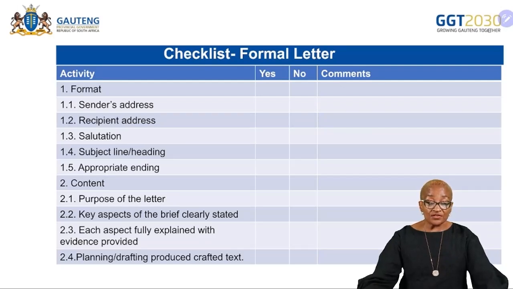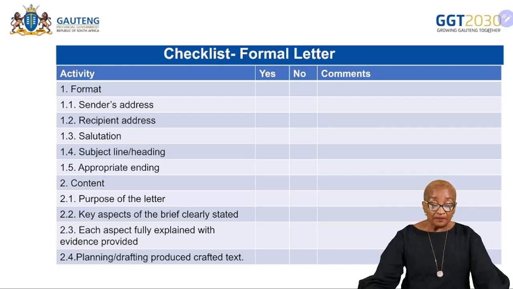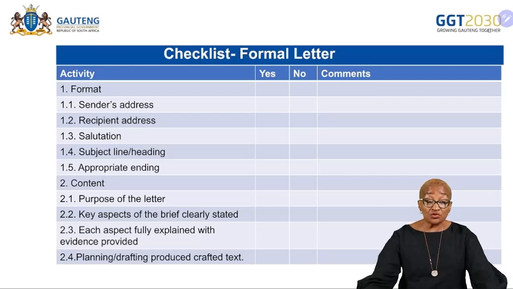The sender's address, if the address is there, you will then indicate with a tick under the yes column, or if it's not there, you would indicate with a tick under the no column. And if the address is there, however, it is not appropriately written, you would write that the address is there, however, the date is not being included. The address is being punctuated, or any other findings you may find in your address. The same with the recipient address, the salutation, and the subject line or the heading.